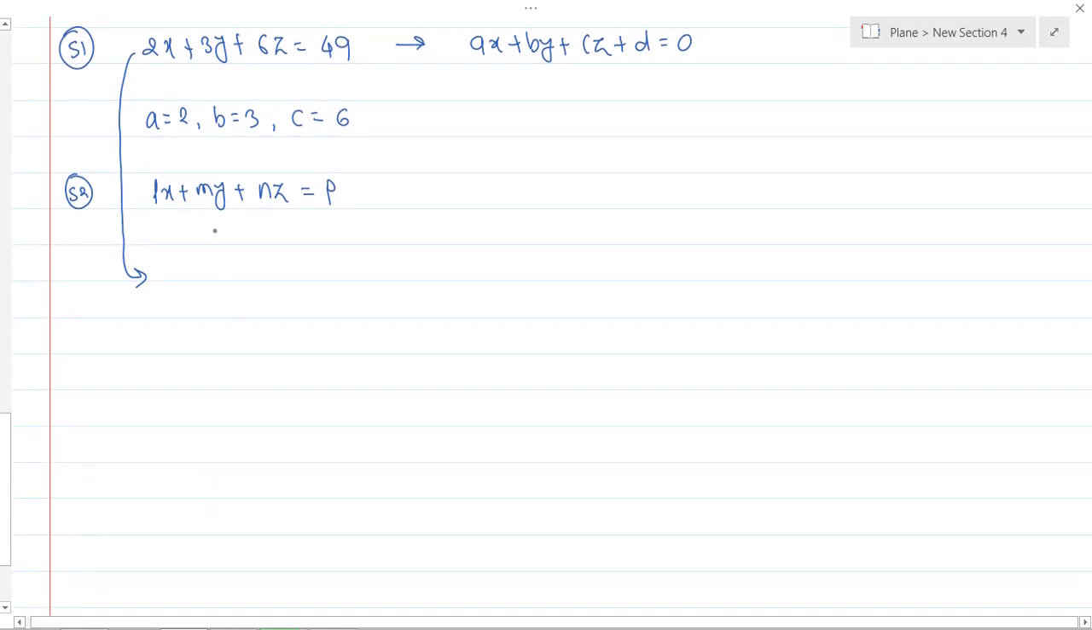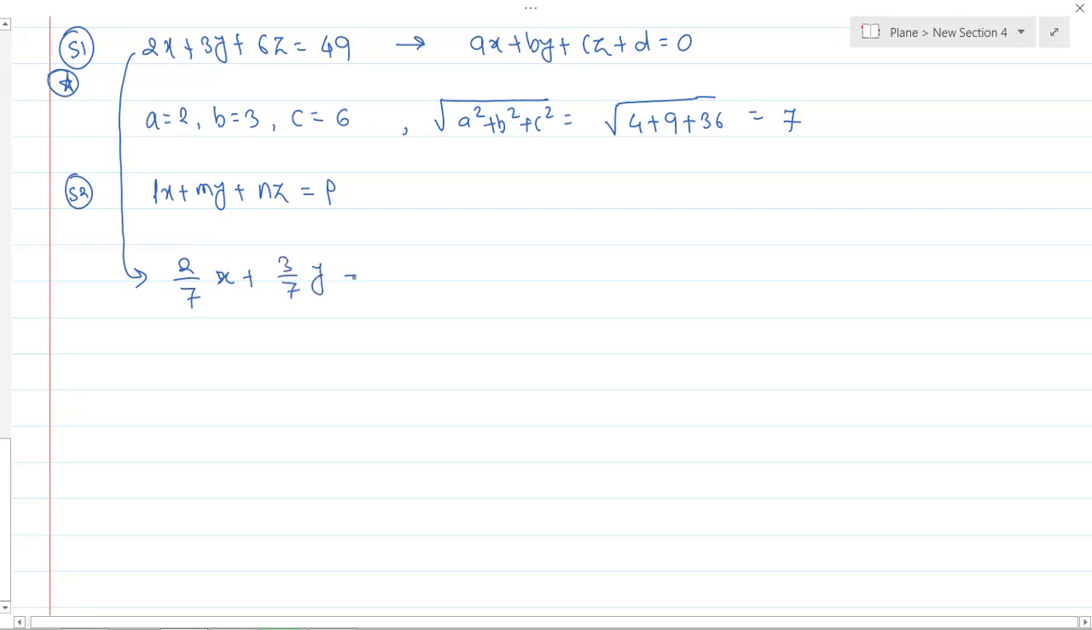It is very simple. Just take the vector, that is this 2, and its magnitude. So let's take the magnitude, root of a square plus b square plus c square, which is nothing but root of 4 plus 9 plus 36, which is root of 49, which is 7. Let's divide the first equation by 7 on both sides. So what you will get: 2 by 7 x plus 3 by 7 y plus 6 by 7 z is equal to 49 by 7.